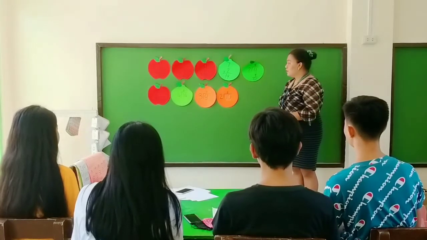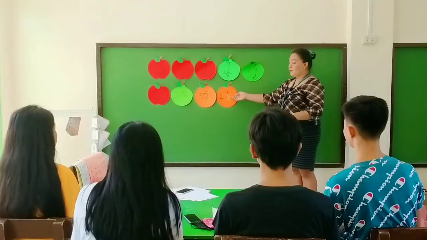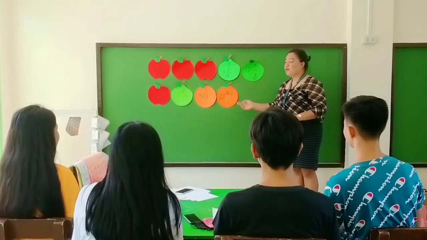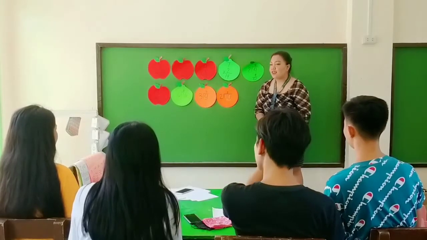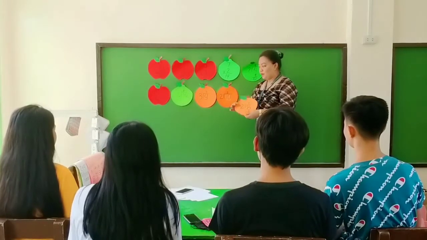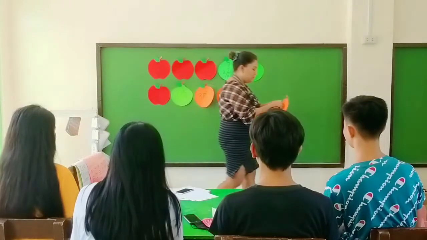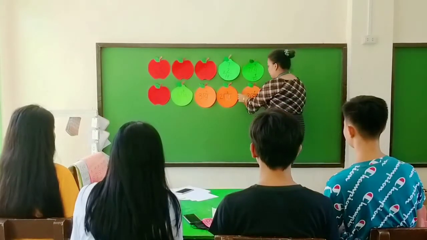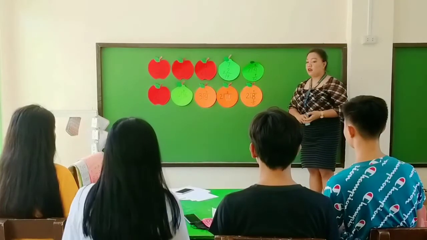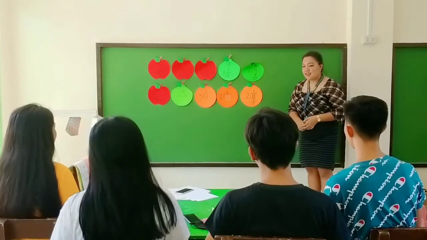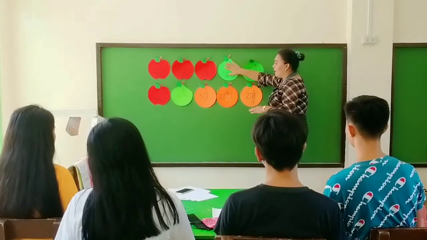So, where is group 2? Is that 5 or 1? 5, ma'am. Oh, 5. Okay. 10 divided by 2 is equal to 5. Okay, very good. And last is 8 divided by 2 is equal to 4. Is that correct? Yes, ma'am. Oh, very good. All of you are correct.